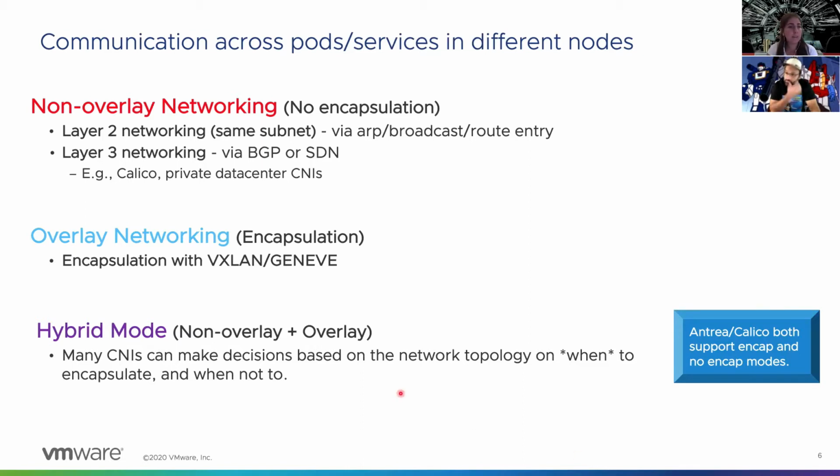And then when our nodes are not sitting on the same subnet, or we don't have any control over the underlying network, there is an overlay networking option where packets get encapsulated so that the underlying network doesn't have to know anything about pod CIDRs. There are several encapsulation methods that can be used. And the last one is hybrid mode.